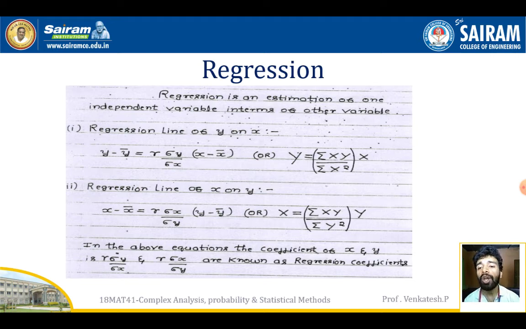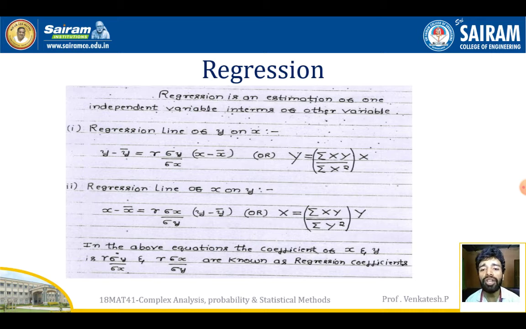The formula is y minus y bar is equal to r into sigma y by sigma x, into x minus x bar. Or we can use capital Y also, because the capital Y value is nothing but y minus y bar, and capital X is given by x minus x bar. So we can represent the line of regression by this formula also: capital Y is equal to summation capital X capital Y divided by summation capital X square, into capital X.